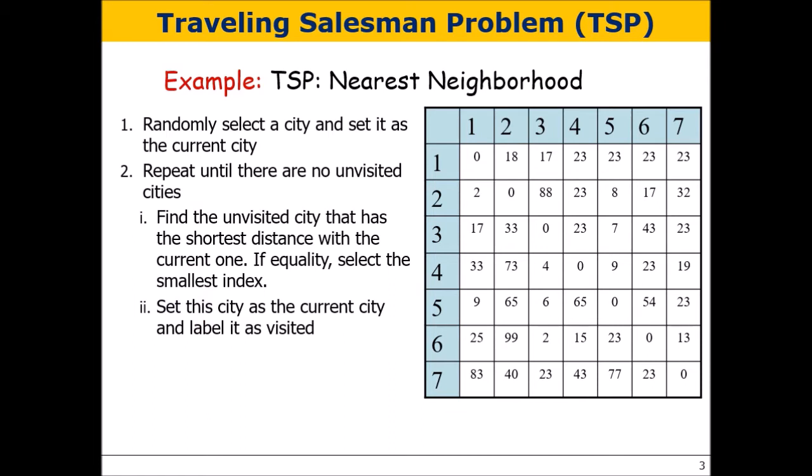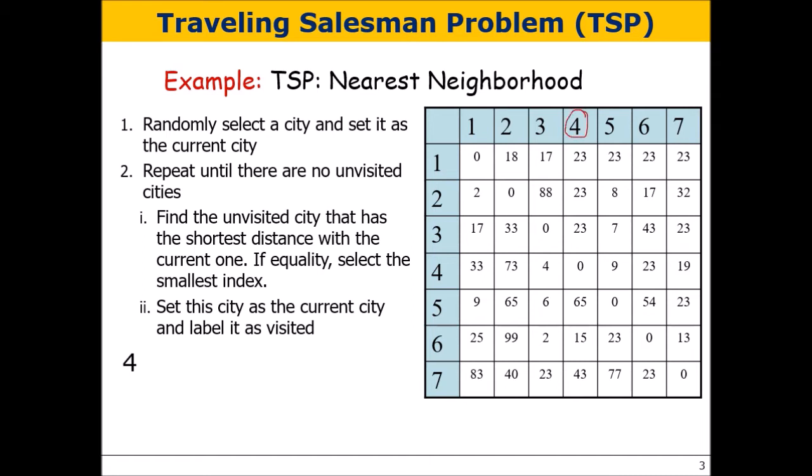So let's solve this problem using this algorithm, a very simple algorithm. We will start with one of the cities randomly, and let's assume that we are starting with city 4. We are currently in city 4, so let me put a label over here so that we can understand we are dealing with 4.